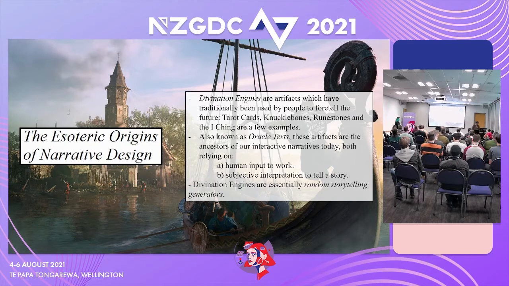So to give you an example of these early forms of narrative design or interactive narrative media, we're going to look at divination engines. Divination engines are artifacts which have traditionally been used by people to foretell the future. Things like tarot cards, knuckle bones, rune stones, the I Ching, for example. These are also known as oracle texts. Sometimes you'll see those terms switched out when you're researching this sort of stuff. They're artifacts that our ancestors used to tell interactive narratives, and they relied on both human input to work and subjective interpretation to tell the story. So divination engines are essentially random storytelling generators.